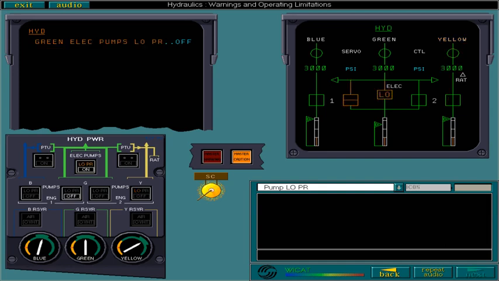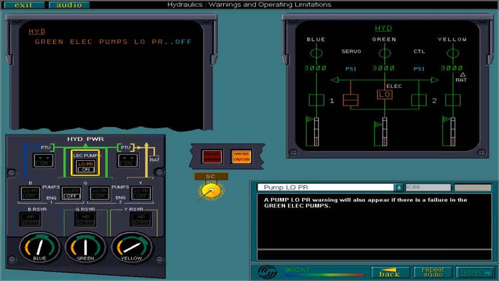A pump low-pressure warning will also appear if there is a failure in the green electric pumps. Obviously, this warning only appears if the electric pumps have been selected on, as a result of a previous failure of an engine pump, for example.